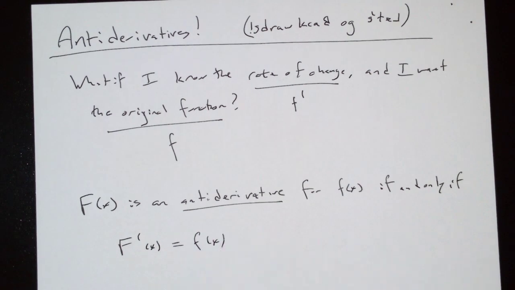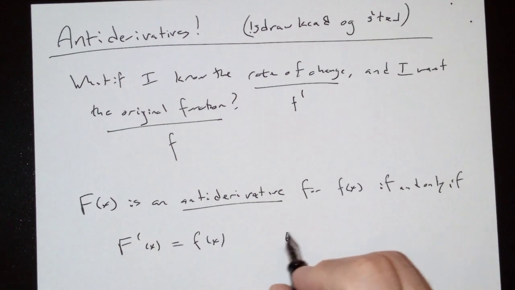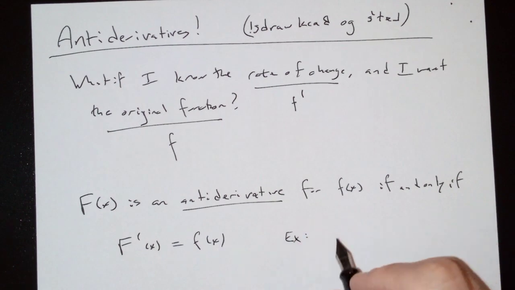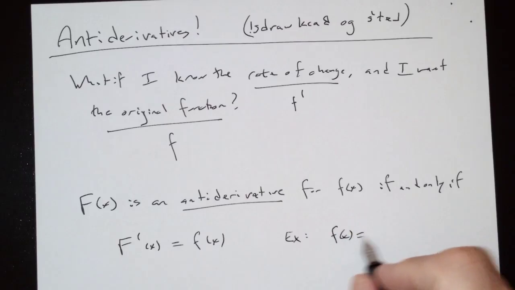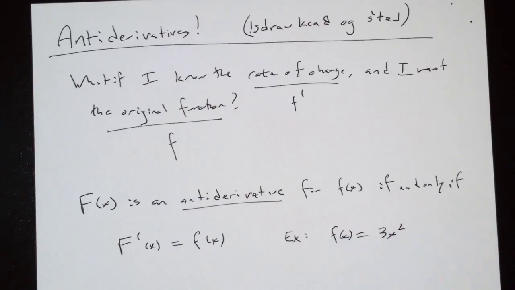An antiderivative for a given function. So capital F is an antiderivative of little f if, when I take the derivative of capital F, I get little f. An example. If I tell you I have the function 3x squared, what is 3x squared the derivative of?